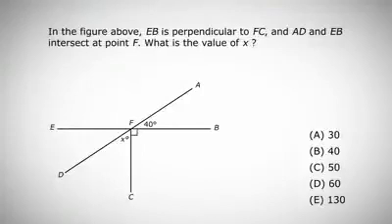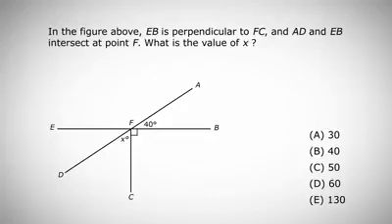Let's take what you learned about lines and angles and put it to the test with number 7. The question reads, in the figure above, EB is perpendicular to FC, and AD and EB intersect at point F. What is the value of x?